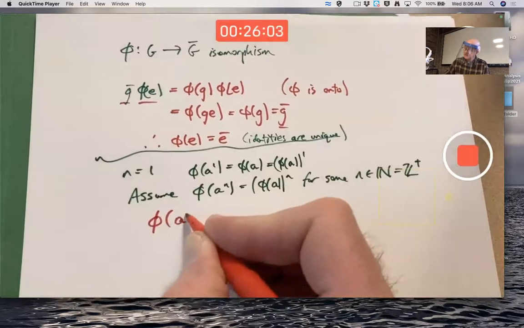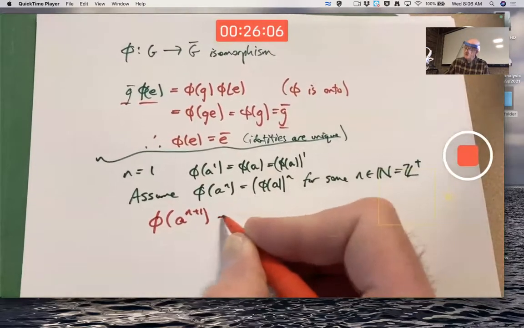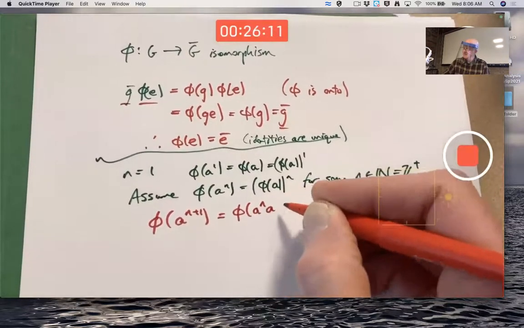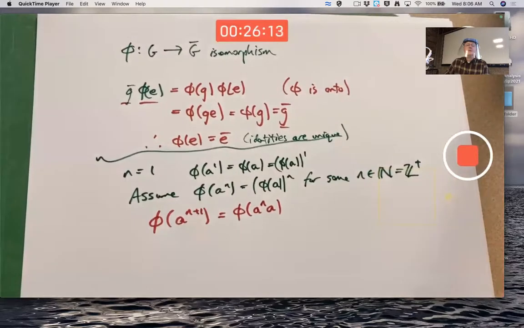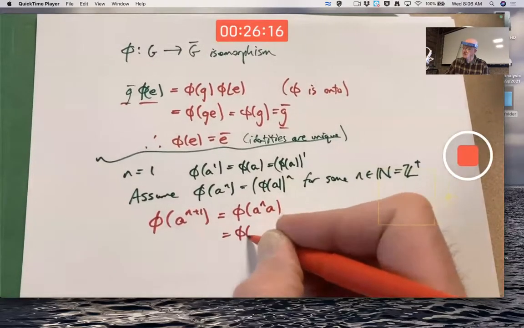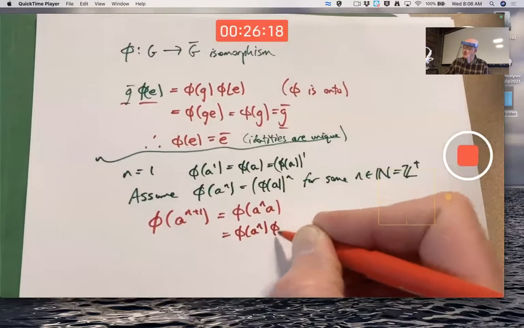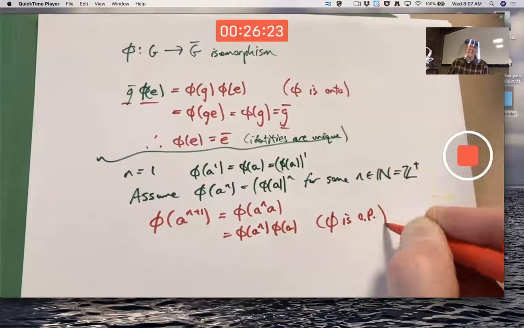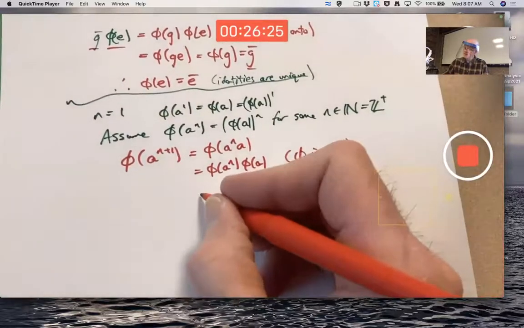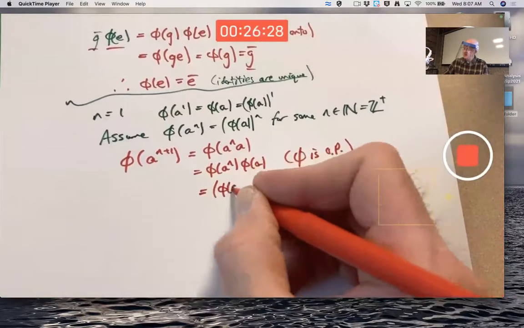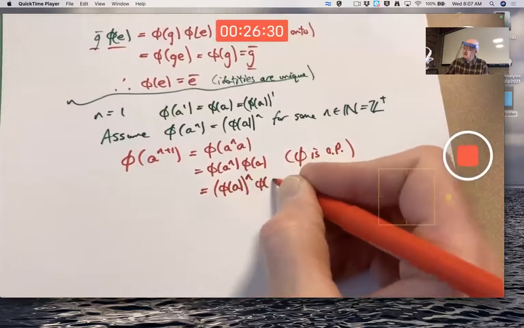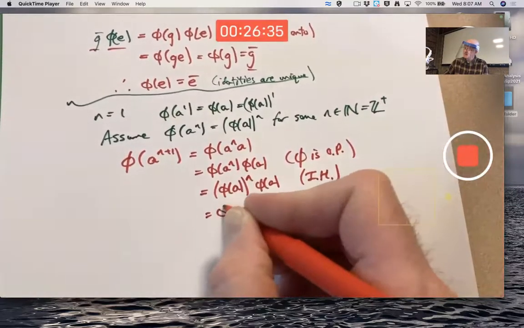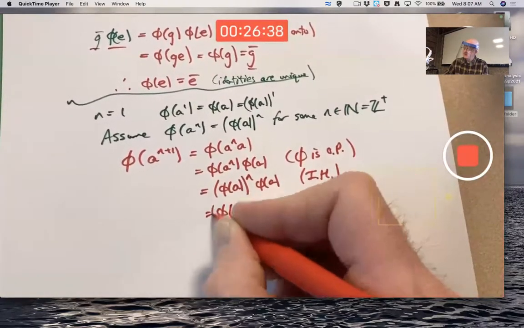And yeah, it's not too hard. Phi of a to the n plus 1 by definition is phi of a to the n times a. Since phi is operation preserving, that's the same as phi of a to the n times phi of a. Phi is operation preserving. And now use your inductive hypothesis. That's the same as phi of a quantity to the n, inductive hypothesis, which is by definition phi of a to the n plus 1.